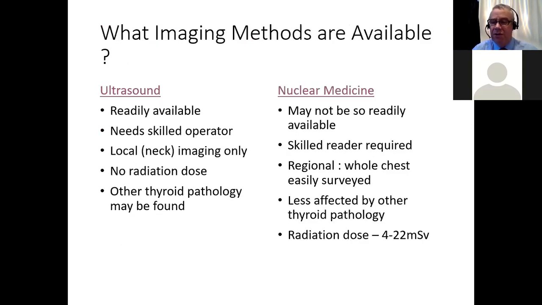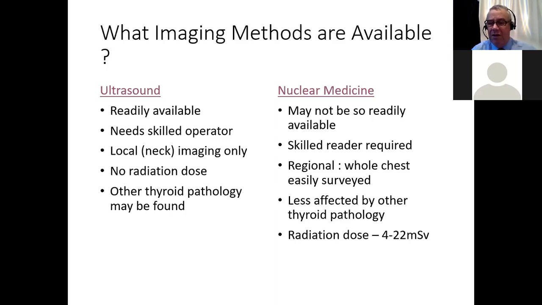So the 2 main methods which are used to localize the parathyroid are ultrasound, which obviously is readily available, but if you try and get a thyroid ultrasound, there's often quite a long list. But it needs a skilled operator to know what they're looking at. And obviously we'll only image the neck. So if you have an ectopic in the chest, it's not going to help you very much. It doesn't have a radiation dose, of course, and you may find other thyroid pathology, which you may or may not want to find.